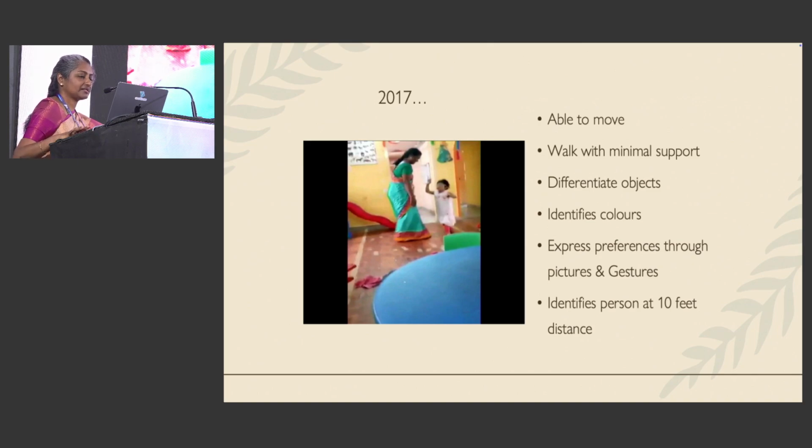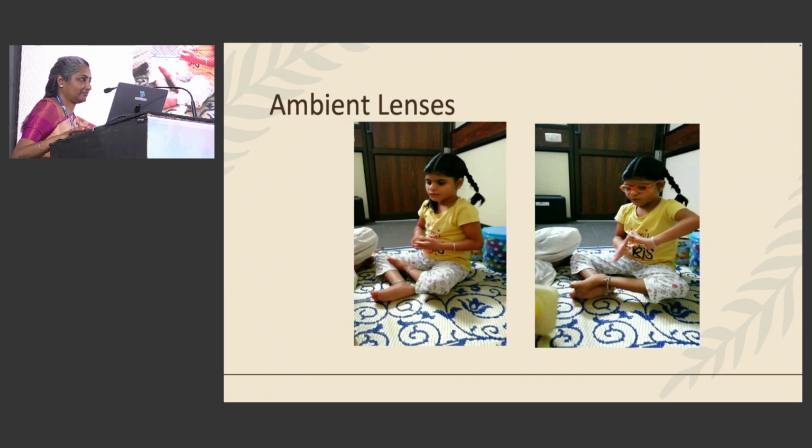But what the story is like, over a period of almost 7 to 9 years, the child had gained many of these milestones. They are able to walk with minimal support, differentiate objects, identify colors, express preferences, identify a person. So they have come a long way. But it is mainly because of the support of the family and the mother who had decided to study early intervention and actually become a therapist along with the people who are already there.